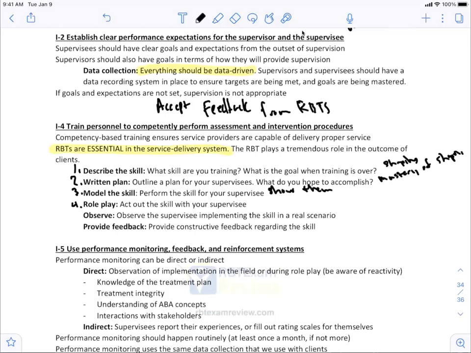4, role play. Act it out before you actually do it. Let them do it themselves. 5, observe real life. How'd they do in real life with the client? 6, provide feedback. Yes, good, no, bad, reinforce. Okay. Competency-based training: describe, model, role play, observe, feedback.